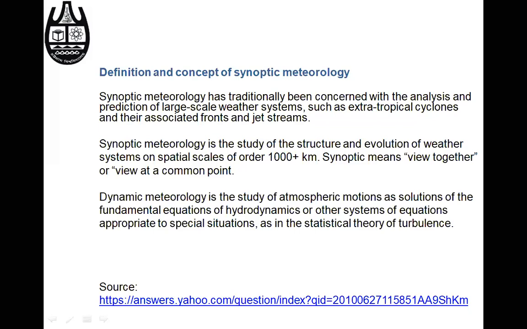So when we want to describe a pattern, we consider a very ideal condition, and that is our dynamic meteorological description. But in the case of synoptic meteorology, we don't see in one equation how it reacts, how it works. In synoptic meteorology, we have to see all the impacts at a time. So that's why it's said here, view together or view at a common point. You have to think largely rather than a single equation or a single behavior. Is it okay now? Yes, sir.